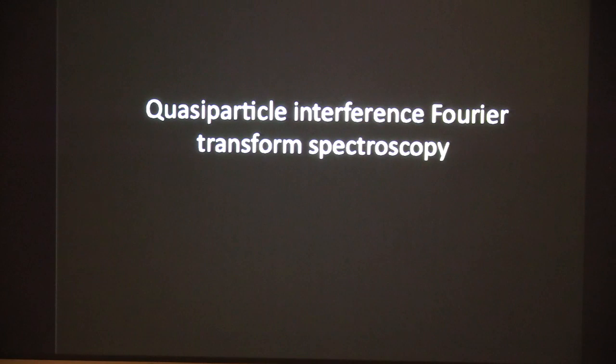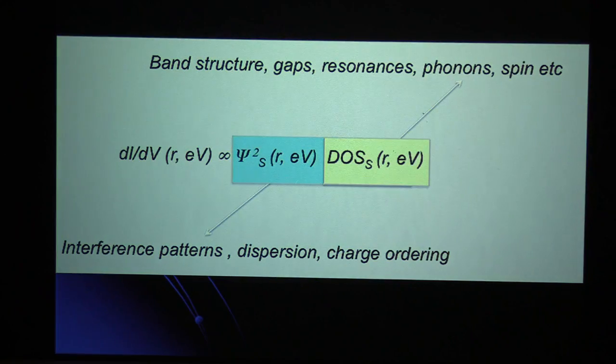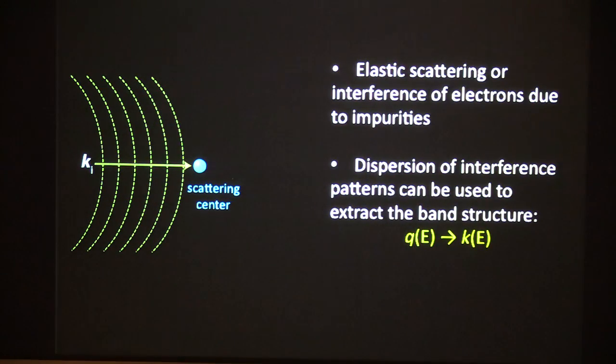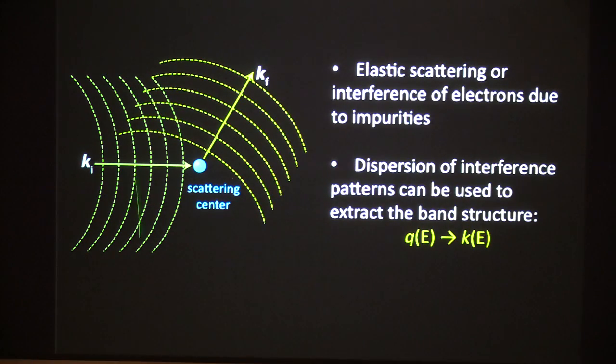The name sounds very complicated, but actually the technique is very, very simple and intuitive. Just to remind you, the dI/dV is proportional to the square of the wave function. So this allows us to measure interference. If you have some kind of a two-dimensional electron gas on the surface, and if you have a scattering center, the electron waves get scattered by the scattering center, and where they overlap, you get an interference pattern.